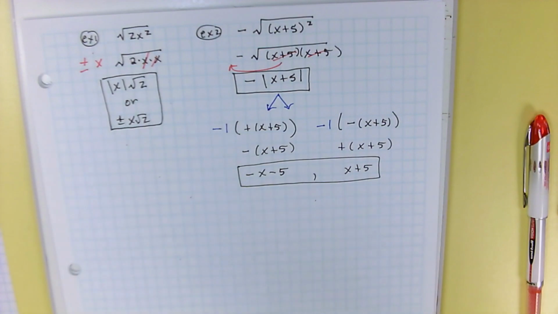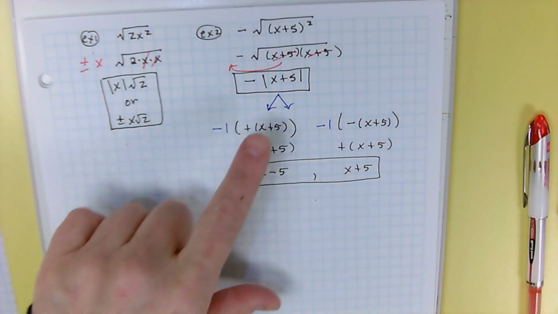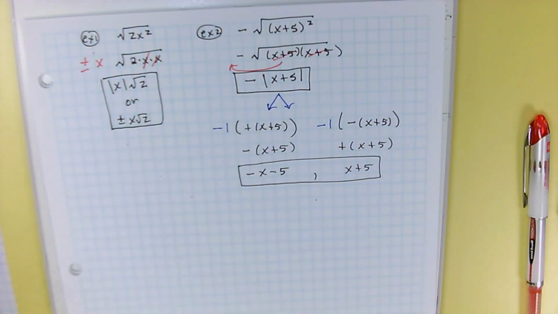So you have to figure out if they want you to split it and actually find the two answers, or if you're okay doing the absolute value bars and stopping there. Kind of depends on the circumstance.